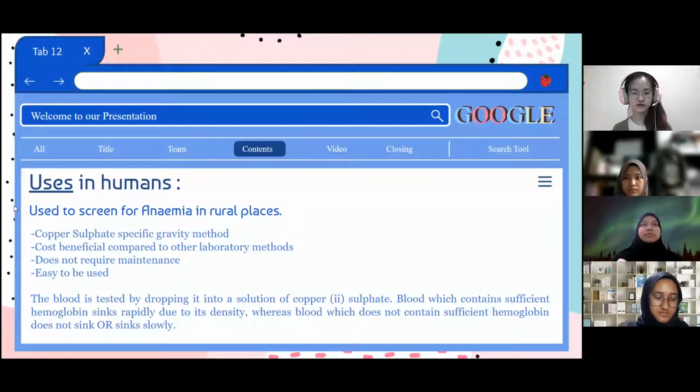Okay, so moving on, I'm going to present about the uses of copper sulfate as medicine in humans. First of all, copper sulfate is used to screen for anemia in rural places. This method is called the copper sulfate specific gravity method, where blood is tested by dropping it into copper sulfate solution. Blood which contains sufficient hemoglobin sinks rapidly due to its density, whereas blood which does not contain sufficient hemoglobin does not sink or sinks slowly.